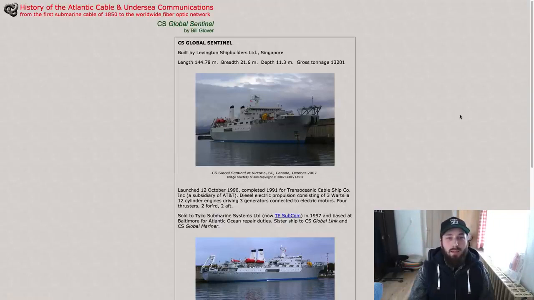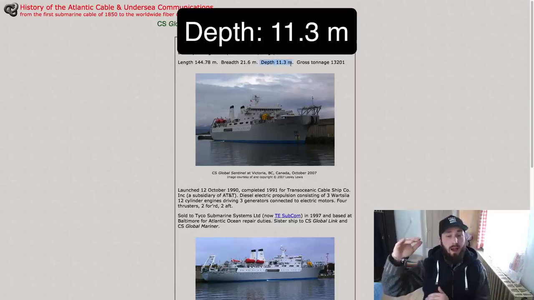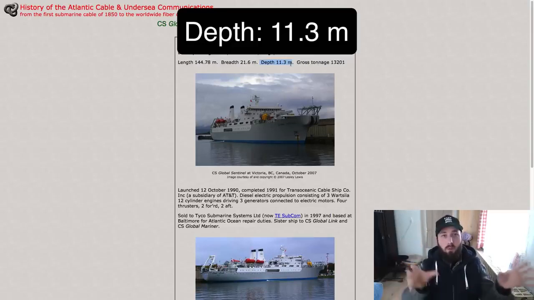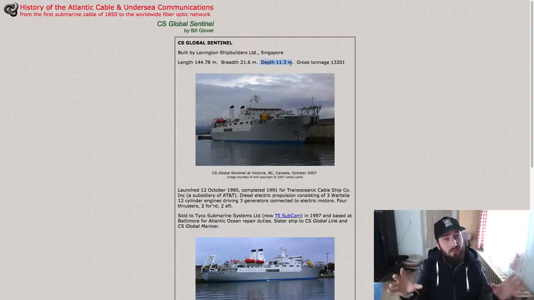And I found some data on the Global Sentinel. They say the depth is 11.3 meters. So there's no way that a 30-meter high spool would fit in, right? But obviously if they say 3 spools would fit in and you can make this U-turn, then just exactly it would fit in there. But how about the 9,000 kilometer cable?